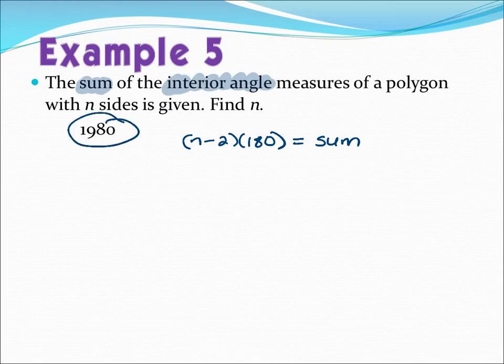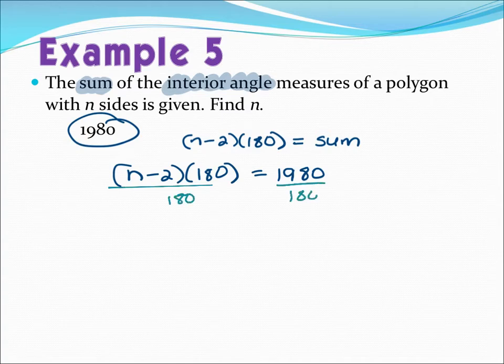So 1980 is the sum of this, which means I would do n minus 2 times 180 equals 1,980. Now the variable is the n, and that's what we're looking for. So there's a couple of things I can do here. What's one of them? Go backwards. What would be the first step? Because you really have 2 choices. You can divide both sides by 180. You can't subtract. You would have to distribute before you did that.